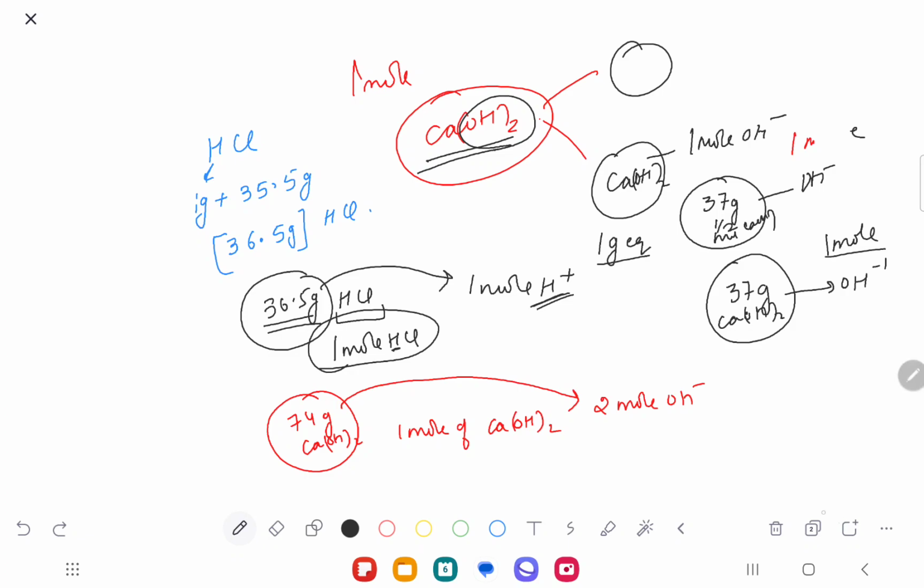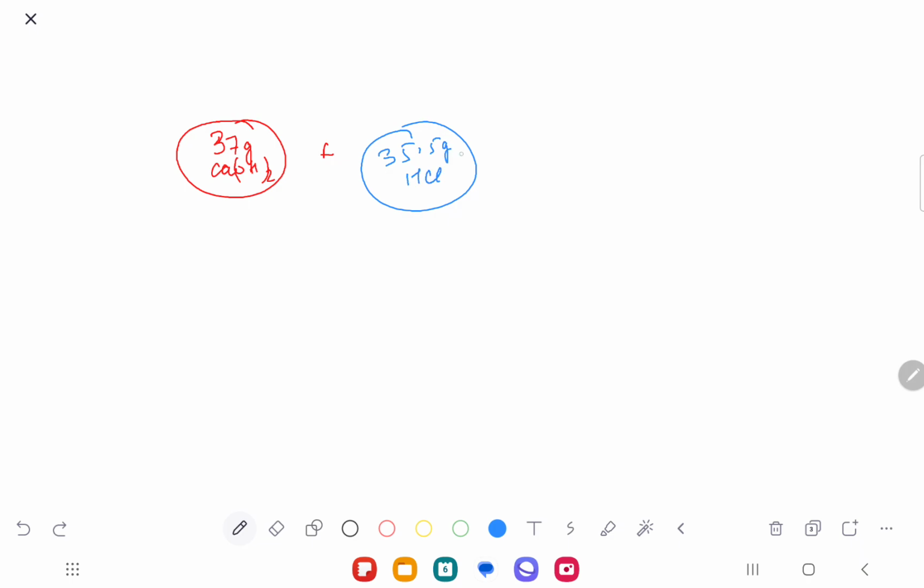Now you understand. For example, if I take one packet which consists of 37 grams of calcium hydroxide, and another packet which has 35.5 grams of HCl, the masses are definitely different. But I know for sure that this 37 grams of calcium hydroxide would give me 1 mole of OH negative, and this 35.5 grams of HCl, because that's the molar mass, and 1 mole of HCl can give me 1 mole H plus.